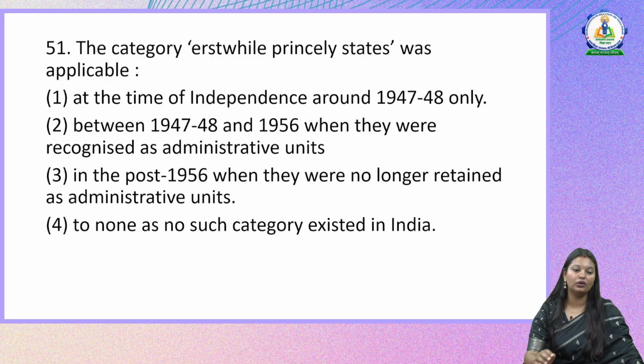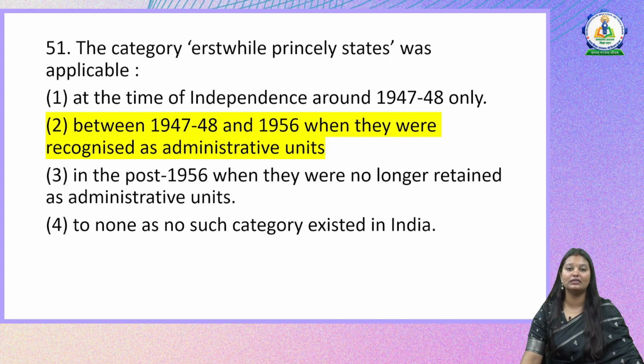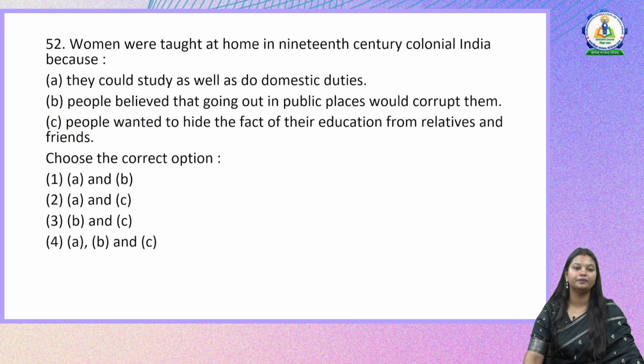We can clearly rule out option 4, and the right answer here is between 1947-48 and 1956. All of these princely states were also recognized as administrative units. Moving on to the next question.